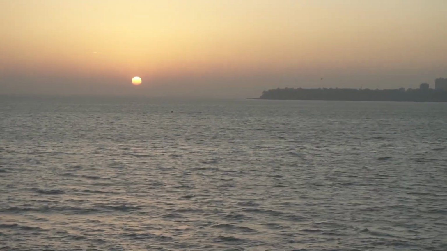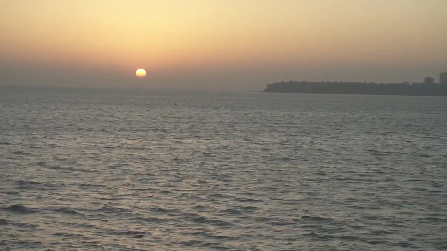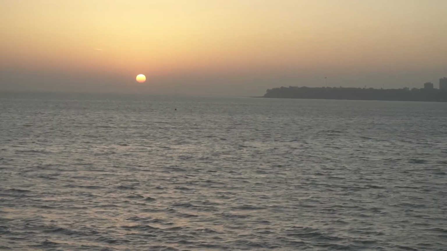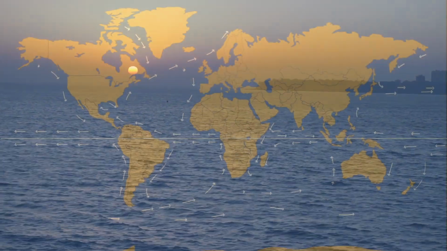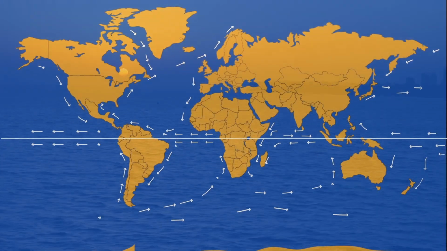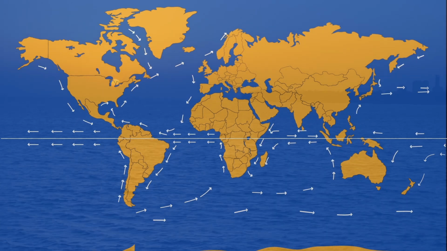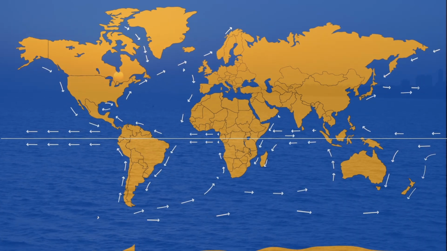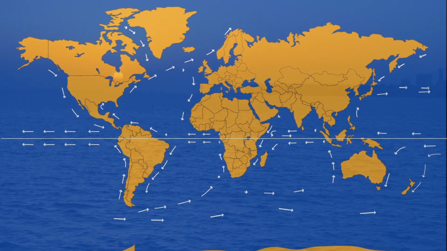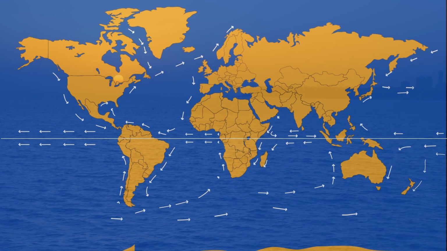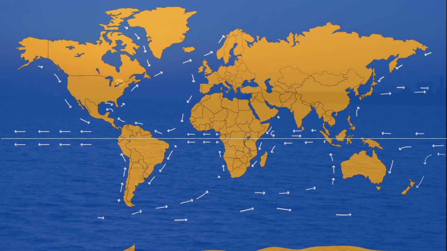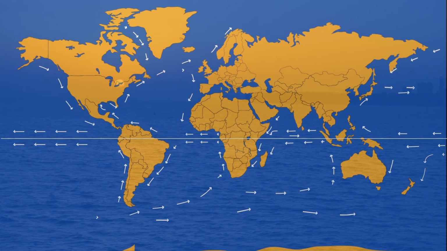In this video, we shall learn about ocean currents. Now, what are ocean currents? Well, they are streams of water moving along the surface of the ocean in a definite path. Such more or less permanent streams of water which flow in a definite direction are known as ocean currents.